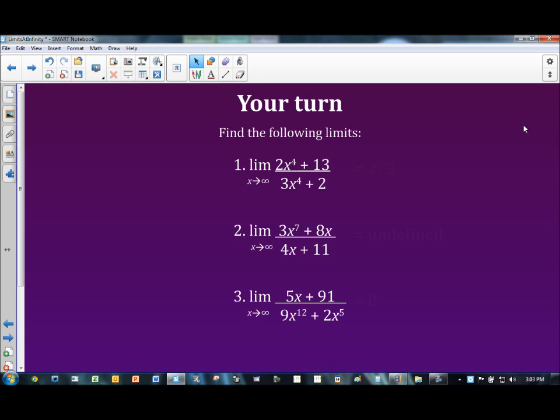All right, well, what you should have found is that this is one of those situations where the degrees on top and bottom are the same. So the limit as x approaches infinity is just the quotient of the lead coefficients, which is 2/3. In the second example, the degree on top is higher than the degree on the bottom, so there will not be a horizontal asymptote. And then in the third example, the degree on the bottom is bigger than the degree on the top, so the horizontal asymptote is 0.